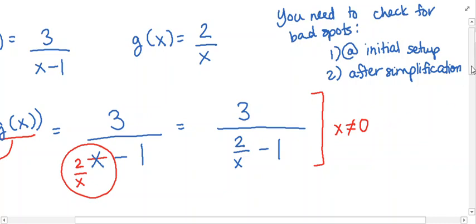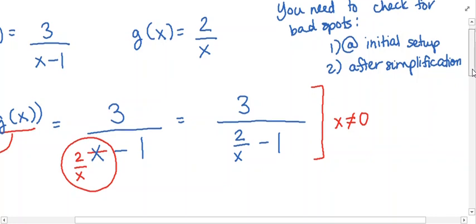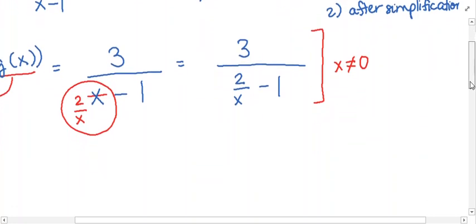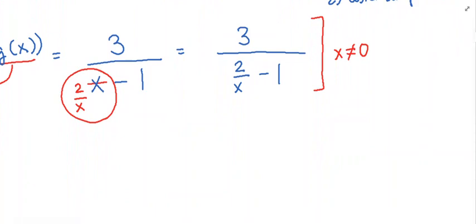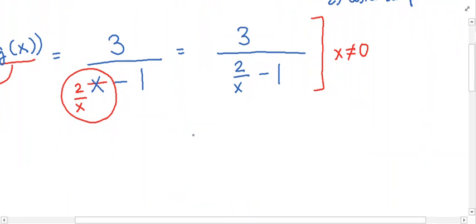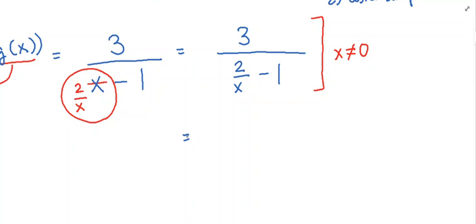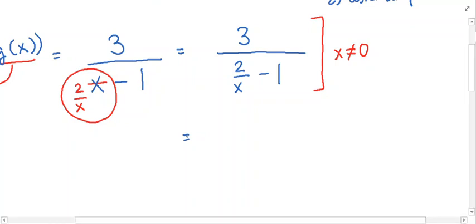So now we're going to simplify this complex fraction. We're going to turn it into a fraction that's not complex. And then after we simplify, we need to check again for an additional bad spot. All right, so here's what we're going to do. If you're dealing with a fraction within a fraction, you need to work with the numerator by itself and work with the denominator by itself.